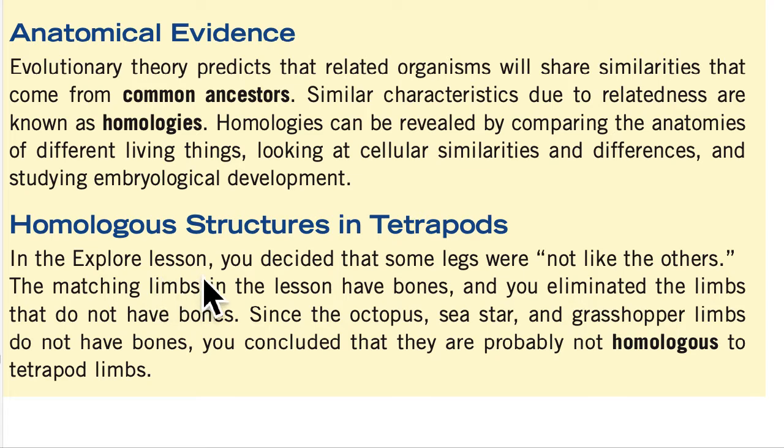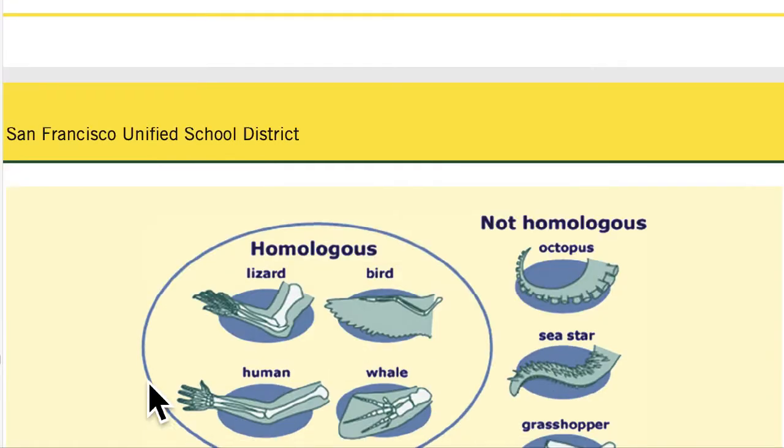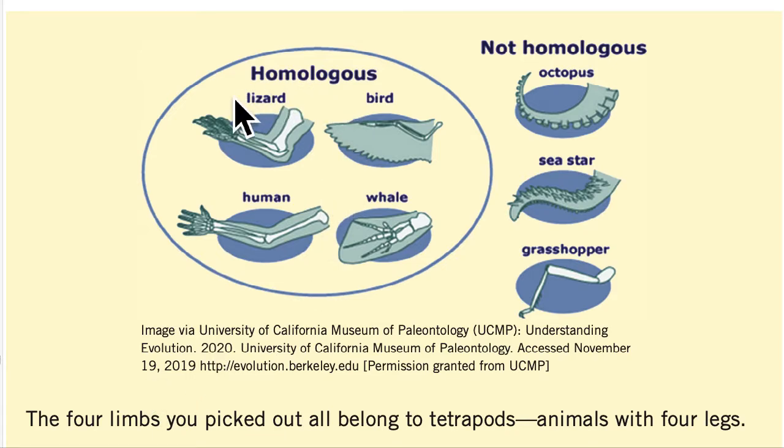In the Explore lesson, you decided that some legs were not like the others. The matching limbs in the lesson have bones, and you eliminated the limbs that do not have bones. Since the octopus, sea star, and grasshopper limbs do not have bones, you concluded that they are probably not homologous to tetrapod limbs. Homologous: lizard, bird, human, whale. Not homologous: octopus, sea star, grasshopper.